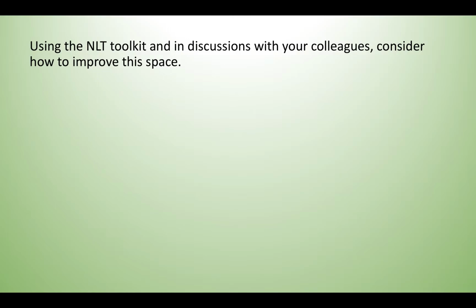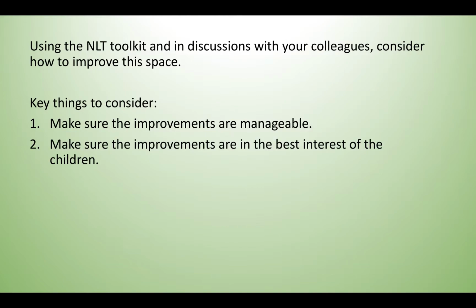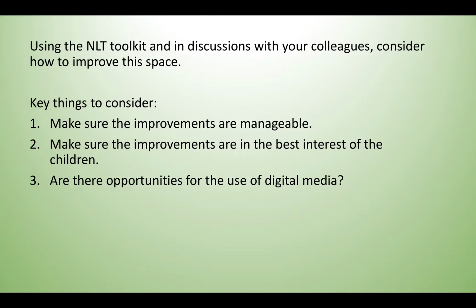Using the NLT toolkit and in discussions with your colleagues, you should consider how to improve this space. You may come up with a lot of ideas, but make sure to choose no more than 3 actions, otherwise they will start to become unachievable. 3 important things to think about when deciding on your actions are the following. Make sure the improvements are manageable. Make sure the improvements are in the best interest of the children. And finally, are there opportunities for the use of digital media?